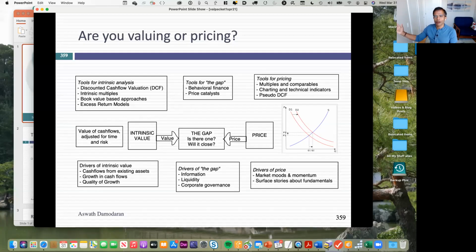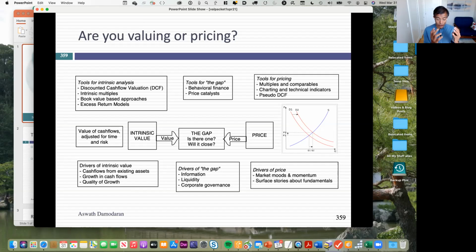I'm going to open the door to the other way you could put a number on your company, which is pricing. Pricing is driven by demand and supply. It's driven by mood and momentum. And the kinds of tools we're going to bring in to price something are very different from the tools you bring in to value the same thing.